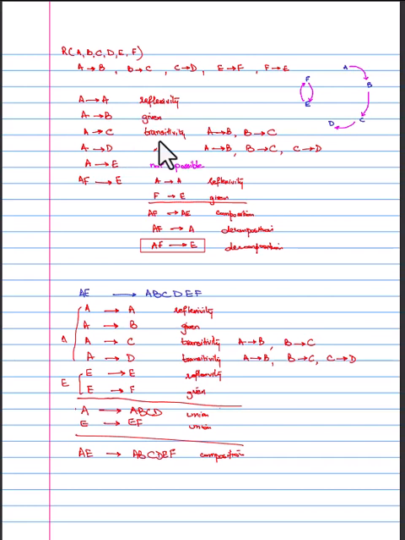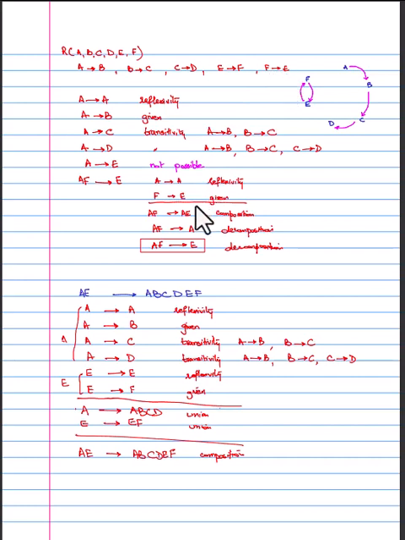Similarly, using the transitivity property, we can find A identifies D. A identifies E is not possible. Why? Because A has a relation with B, B with C, C with D, but D has no relation with E. So this is not possible. If we look into these relations, we can write A identifies A, which is the reflexivity property, and F identifies E, which is given.